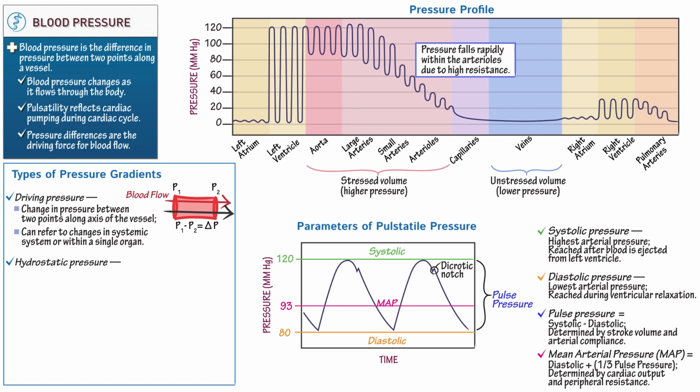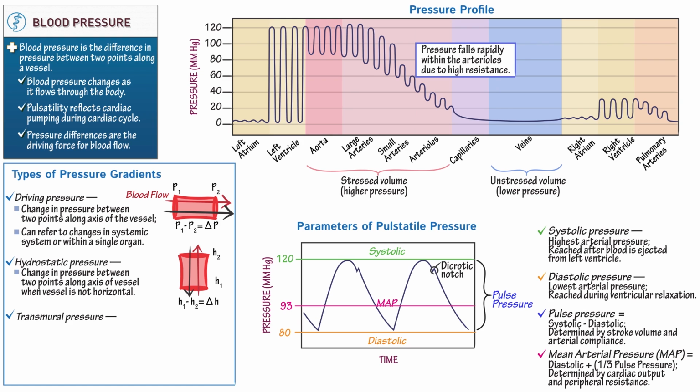The hydrostatic pressure gradient refers to the change in pressure between 2 points along the axis of a non-horizontal vessel. For example, the femoral arteries, which deliver blood vertically from the heart to the lower extremities. Draw a vertically oriented vessel and write that H1 minus H2 equals the change in pressure as blood flows through the vessel. Be aware that this hydrostatic pressure is different from the hydrostatic pressure that regulates passage of water and solutes across capillary walls.